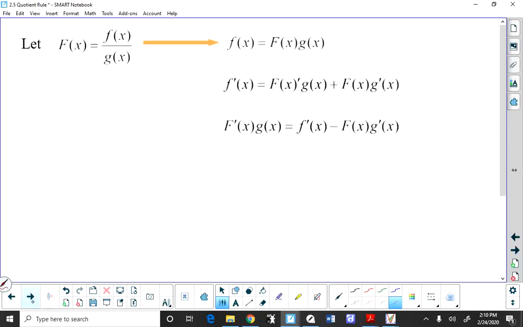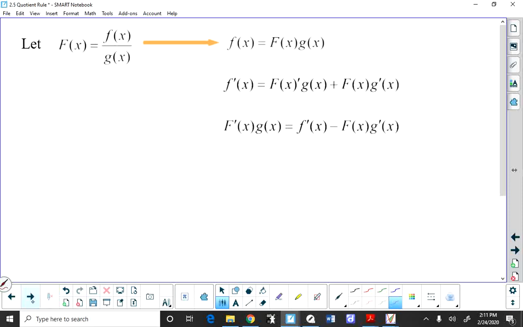capital F of x g prime of x. And this is very similar in philosophy to the proof I showed you on Friday for the product rule. I don't claim to be the person who discovered this. I didn't think of this. Somebody worked long and hard at trying different things just to see what the consequence was, and somebody stumbled upon this proof.